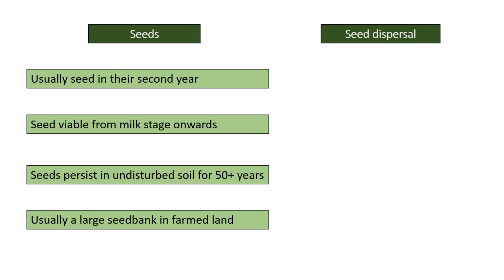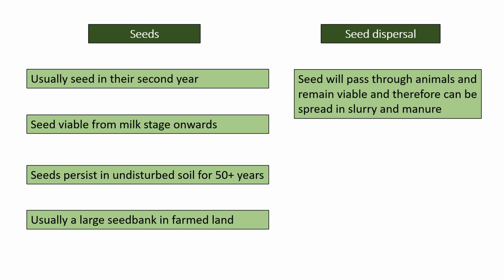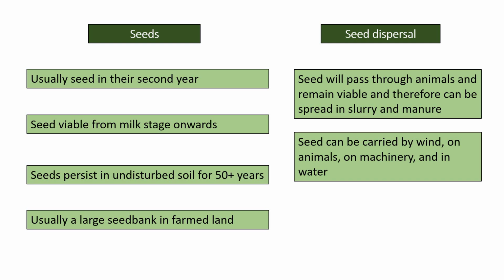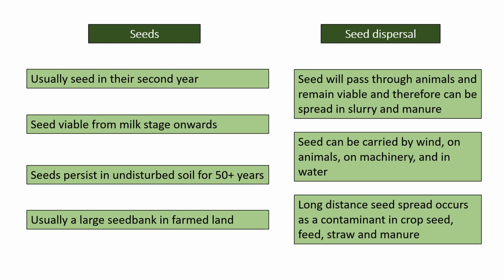Seed dispersal. Seed will pass through animals and remain viable, and therefore can be spread in slurry and manure. Seeds can also be carried by wind, on animals, on machinery, and in water. Long-distance seed spread occurs as a contaminant in crop seed, feed, straw, and manure.